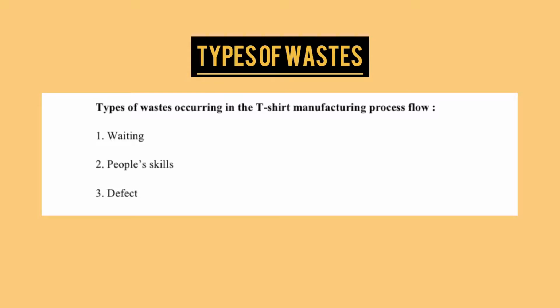Next is type of waste. Types of waste from the t-shirt manufacturing are waiting, people skills and defects. Waiting is when the production fixed that the order will be ready in 5 days, not less than 5 days. The customer needs to wait for 5 days or more to collect their order.